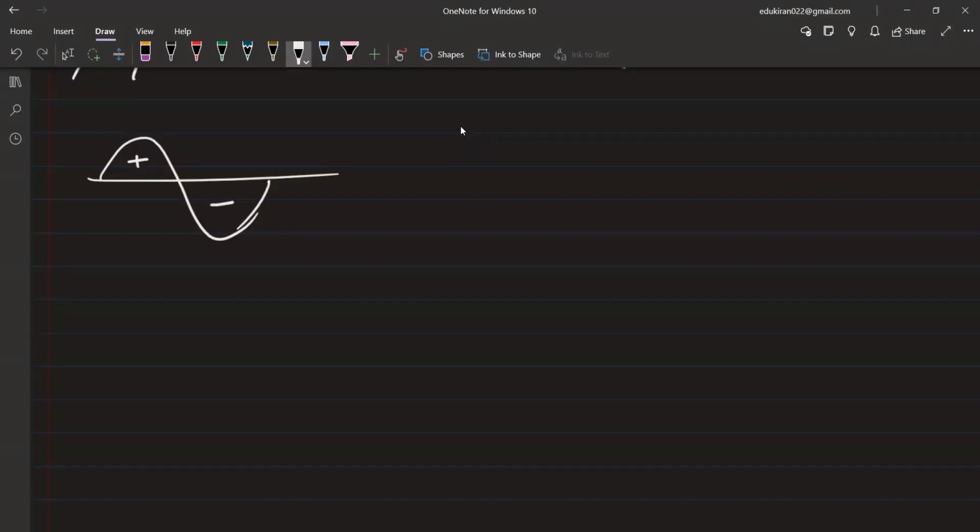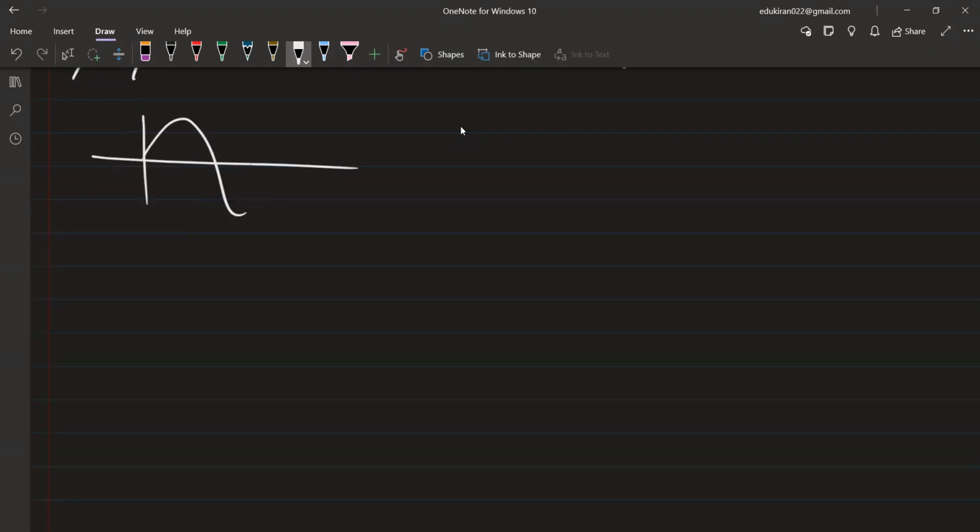Okay, if you have seen a wave, a wave is something like this, right? So this is the positive part of the amplitude, negative part. This is the positive phase and this is the negative phase. Okay?